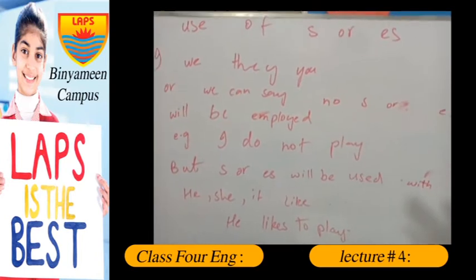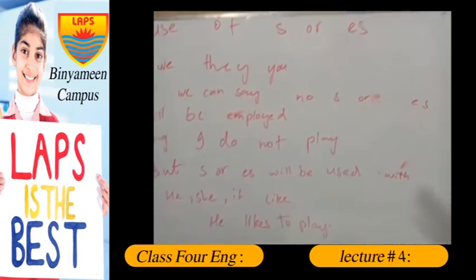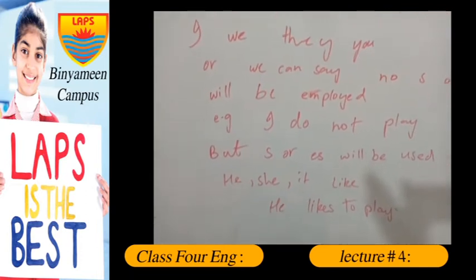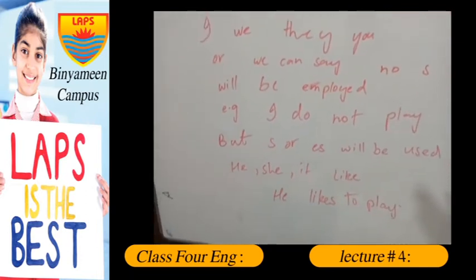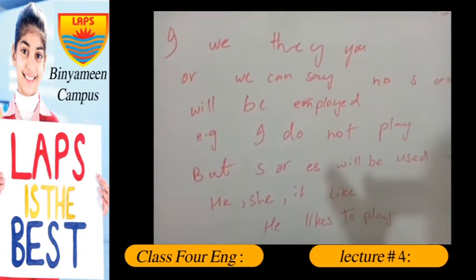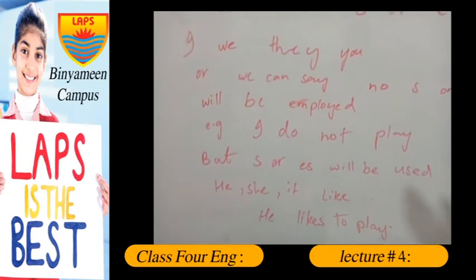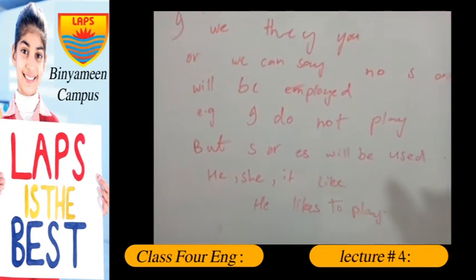no s or es will be used with the first form of verb, like in the example, I do not play. Now the sentence starts with I, so we will not use es, so only do will be used. But s or es will be used when he, she or it are involved, like he likes to play.